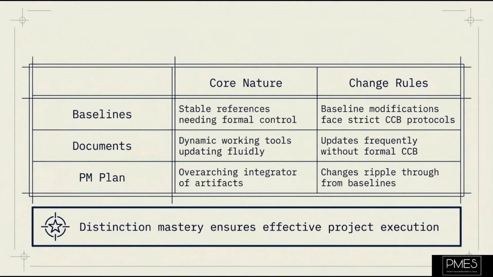In summary, remember this: baselines are the stable, approved reference points that measure performance and require formal change control. Project documents are dynamic working tools that are updated frequently without formal change control board approval. The overarching project management plan integrates all of these, and its baseline components are subject to strict change control, while other sections may be updated with less formality, but still with governance. Understanding this difference is fundamental to managing projects effectively and successfully.